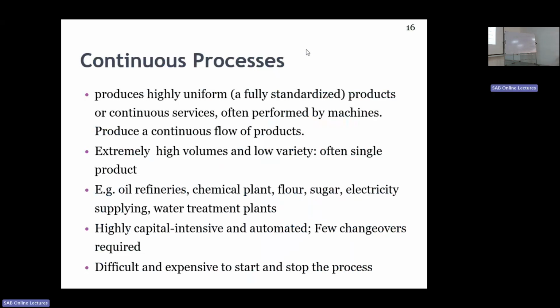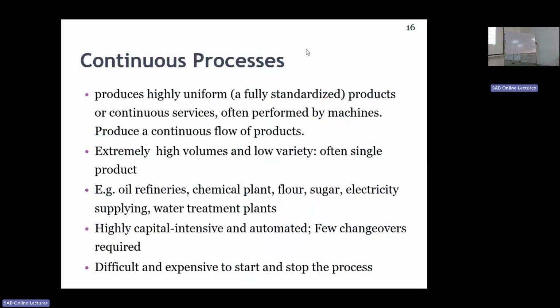Now, what do you think? To deploy this technology, to use this type of process, what about the demand for the product? What type of demand should the product have as per your observation? Low demand, moderate demand, or high or very high demand for the output?